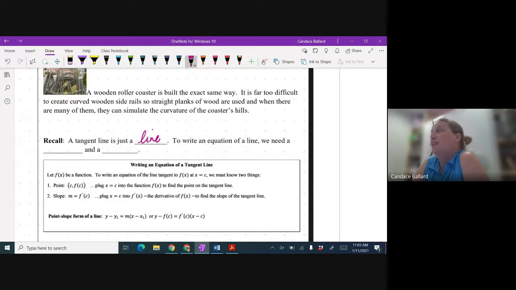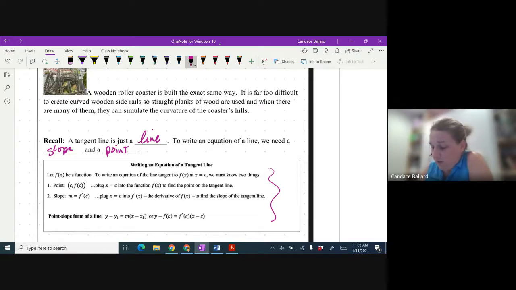All right, we did learn something first semester. Good job, everybody. We needed a point and we needed a slope, okay? A slope and a point. So to write the equation of a tangent line, there's a couple of different things that might happen. This is mostly review because we've done a lot of this equation of tangent line writing before.